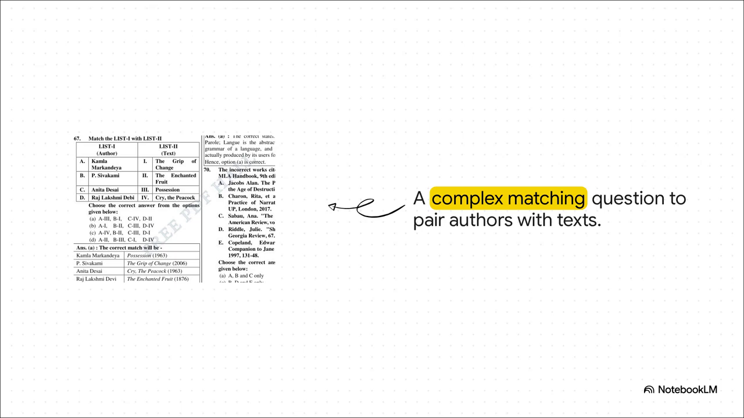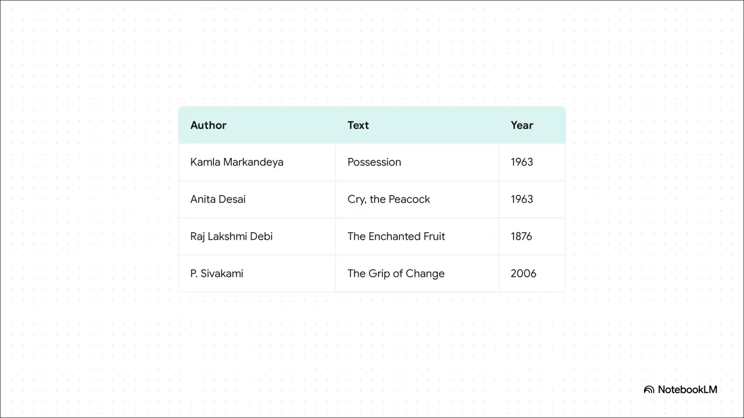Trying to draw mental lines across this mess in your head, yeah, that's a total recipe for disaster. But check this out. Look what happens when we map this data into a structured table. It instantly cuts through all that noise and reveals the correct relationships at a single glance.